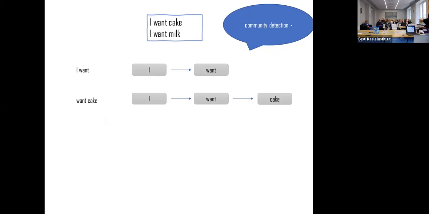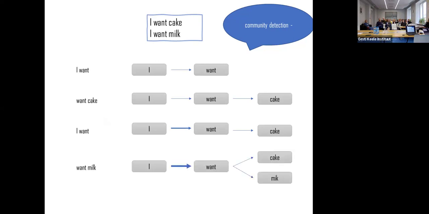And then we have "I want milk" as the next utterance. So the link between "I want" is strengthened because it encounters the same sequence again. And then the link between "want" and "cake" is similar, although "want" occurs again. What happens when you feed the model with it is that it detects these repeated occurrences of sequences of words, and the weight increases between these repeated connections.